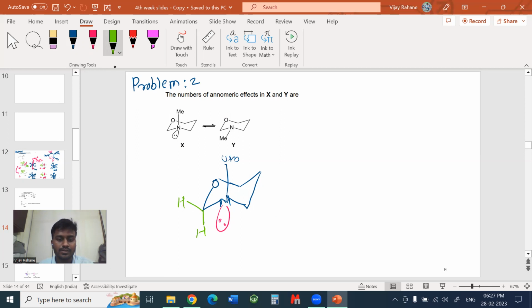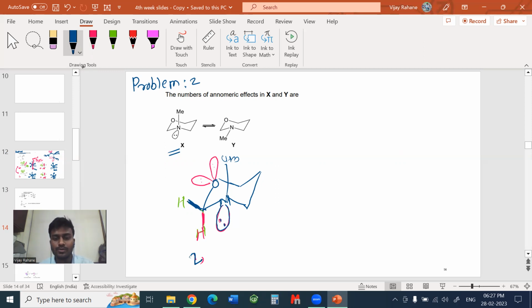So the lone pair present on the oxygen can stabilize this bond, right? So here one interaction is due to the oxygen, and another interaction, this bond is stabilized by the lone pair present on the nitrogen atom. So in this structure there are a total of two stabilizing interactions possible for this X molecule. That is, two anomeric effects are possible for X molecule.